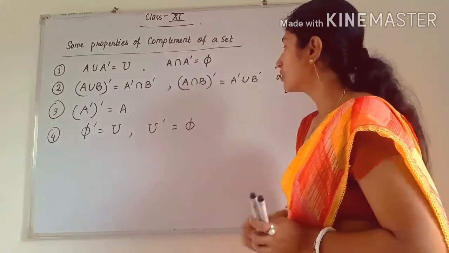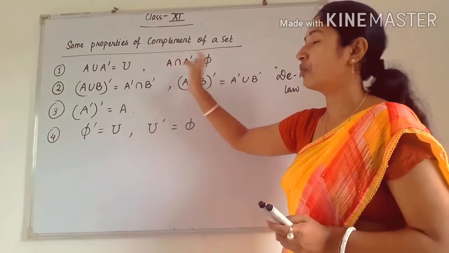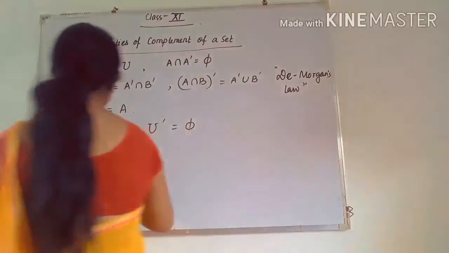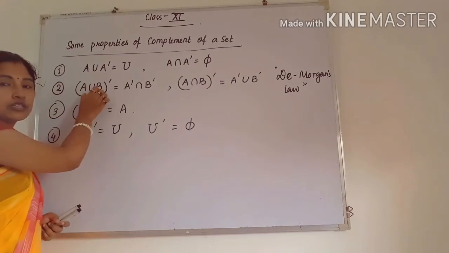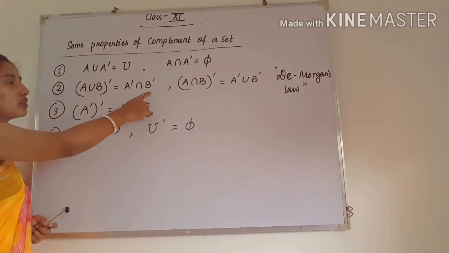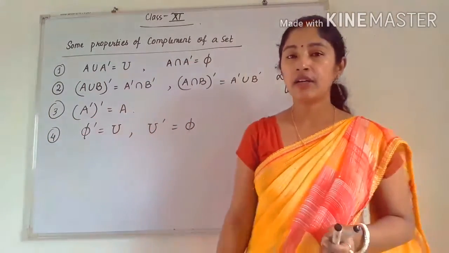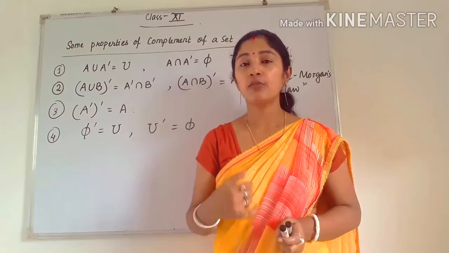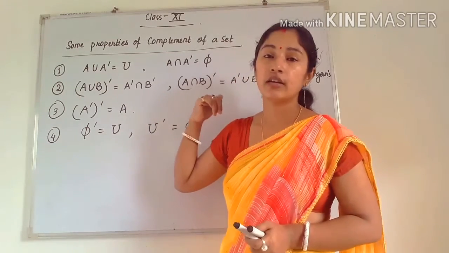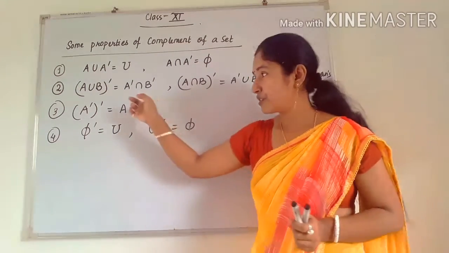Next is De Morgan's law. First, the first law is called the complement laws, and the second is De Morgan's law. In De Morgan's law, when we take the union of two sets and find the complement of this set, it will be equal to A dash intersection B dash. This is very important. In the last chapter of mathematics, Probability, we have to use this law, especially De Morgan's law. So please remember it.